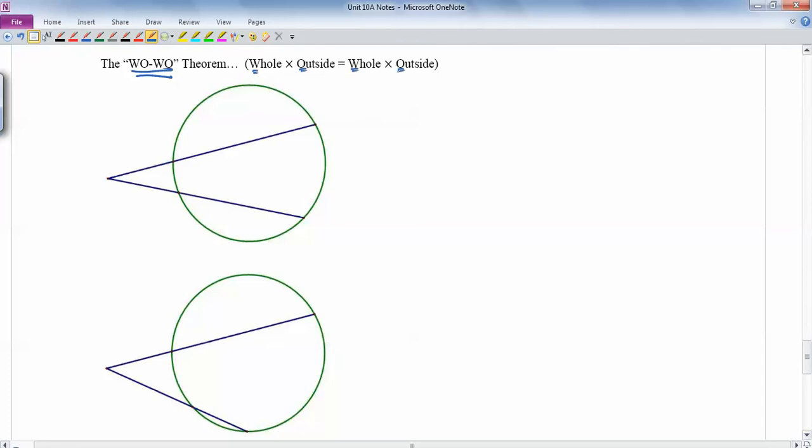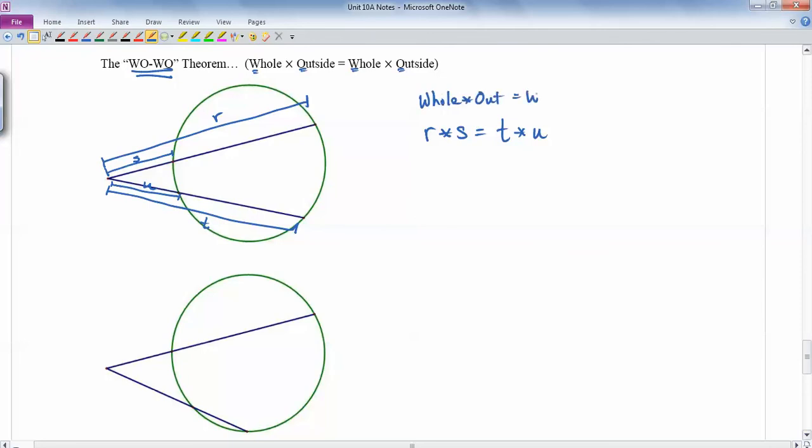So in your textbook, that shows up this way. I'll use the same letters that the textbook used. So they called this long part R, and this part S, and then down below they called the whole long part T, and the outer part U. And so then they ended up with R times S, so the whole times the outside, equals T times U, the whole times the outside. So I'll do whole times outside equals whole times outside. Okay.